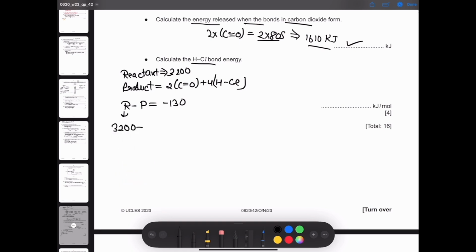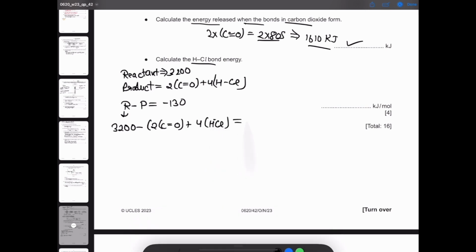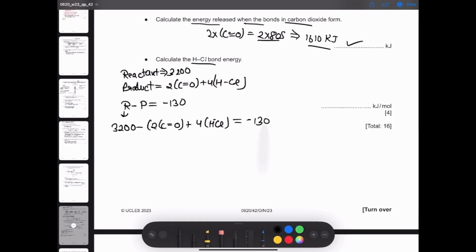3200 minus energy of the products, and energy of products is 2 times C double bond O. Let's write it properly. 2 times C double bond O, and it is 4 times HCl, right? 4 times hydrogen chlorine bond, and that is equals to how much? Negative 130.